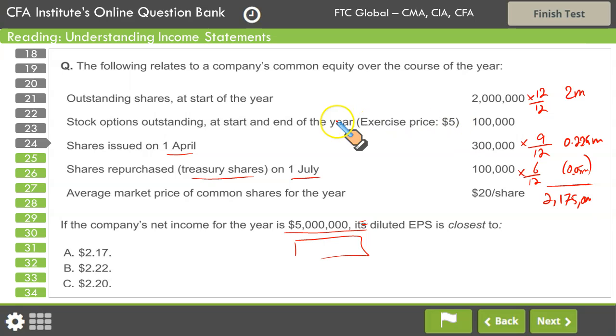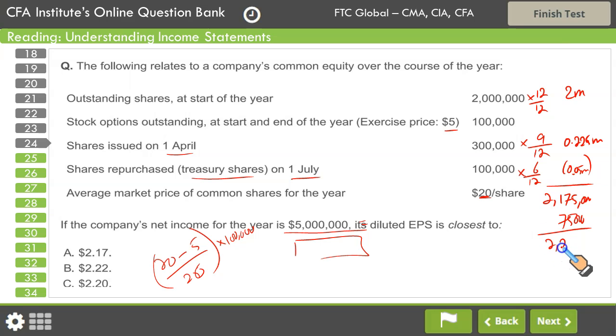Okay, now we need to make adjustment for stock options, and we know the formula. What was it? The average market price, which was given here, 20, minus exercise price, which is 5, upon average market price, 20, multiplied by the number of options that give you the right to purchase shares, and the number of options are 100,000. So it's going to be 20 minus 5 upon 20 times 100,000 means 75,000. So this 75,000 would be added to 2175. So it's going to give you 2.25.